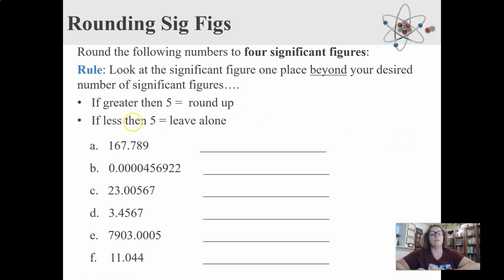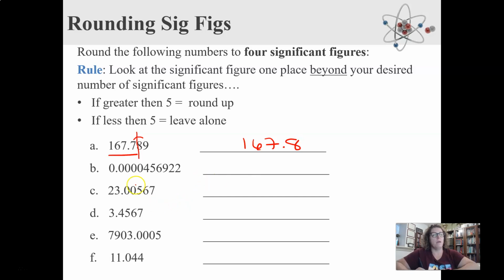Okay, so if I only want 4 sig figs, you always start from the beginning, and I always teach my students, just draw a line until you hit that sig fig that you want. So 167.7, there's 4 sig figs, and I'm going to cut right there. The number after the 7 is higher than 5, so I'm going to round that 7 up.